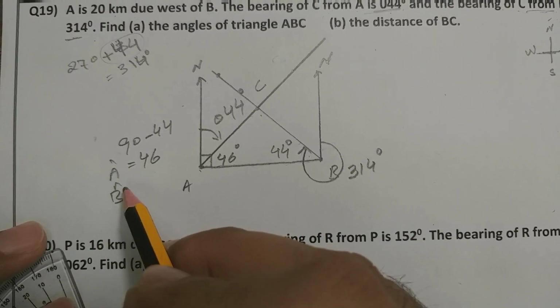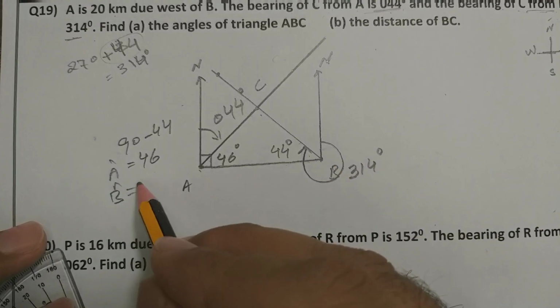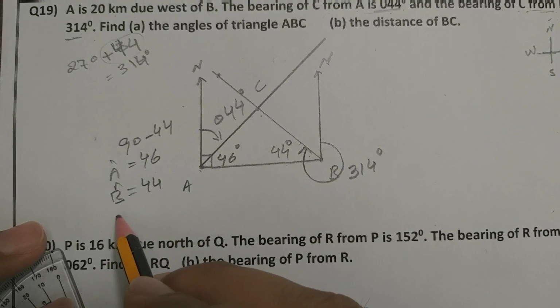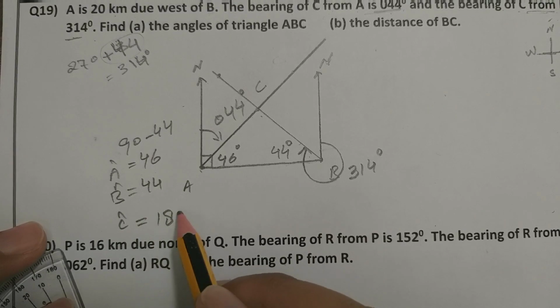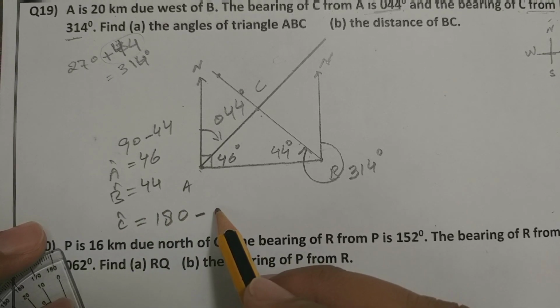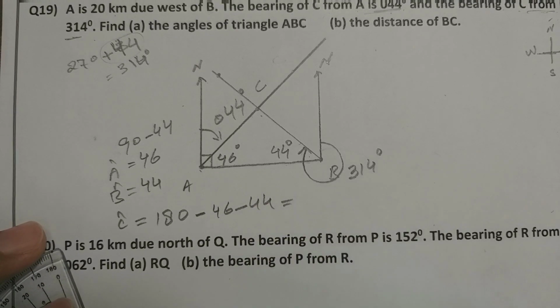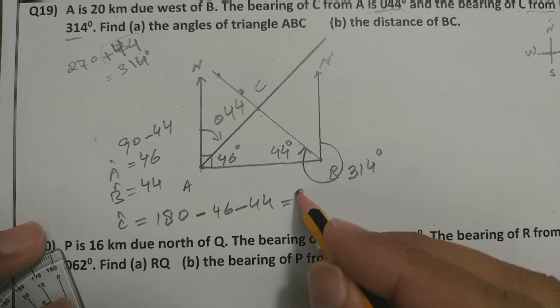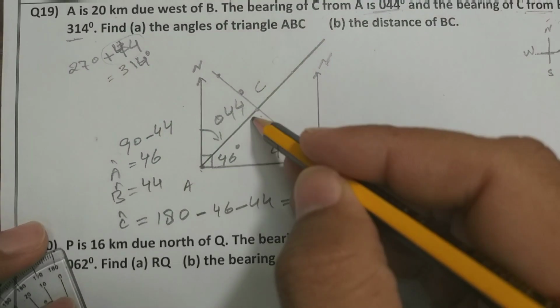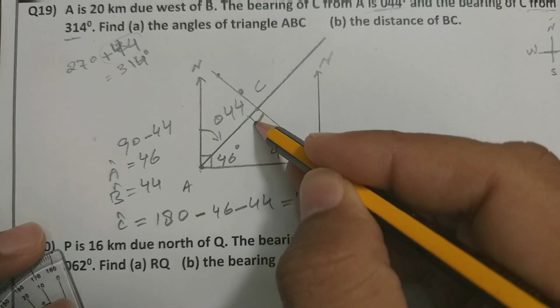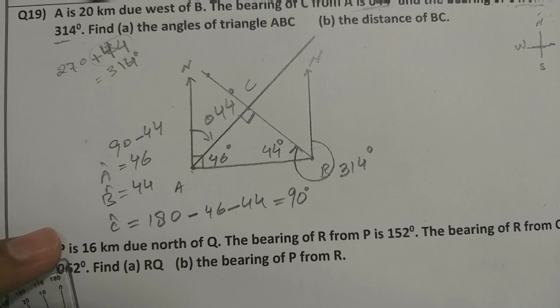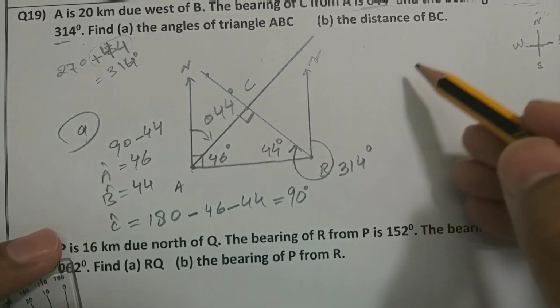Angle A is 46. Angle B equals 44. And angle C equals 180 minus 46 minus 44. You will find 90. So it means this is 90 degrees. Now this is the first part.